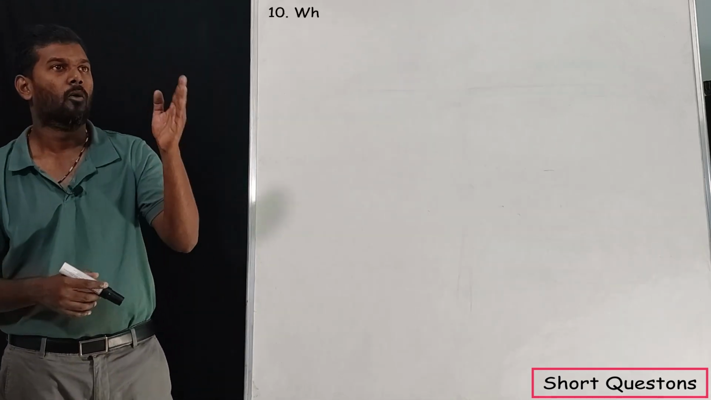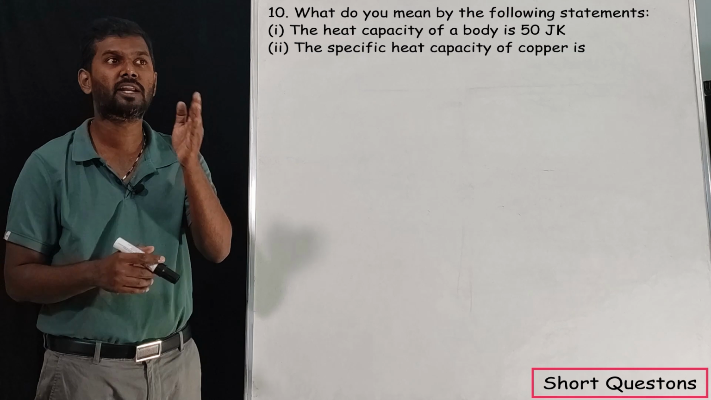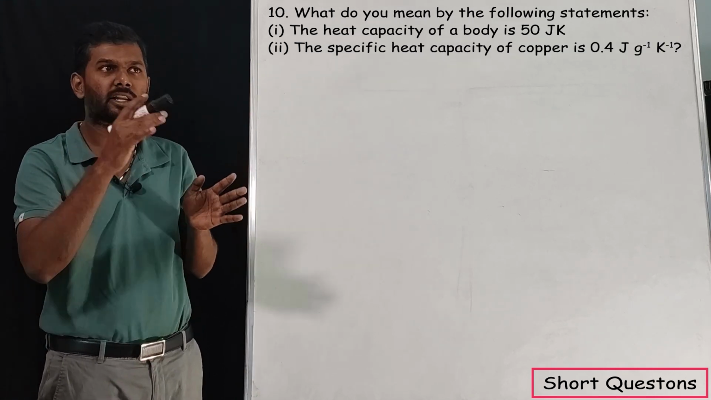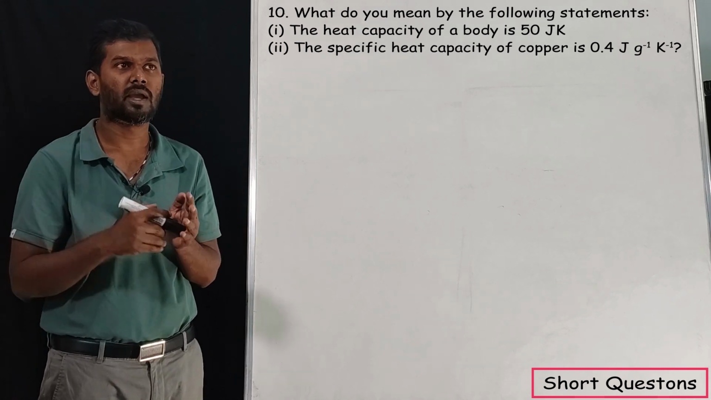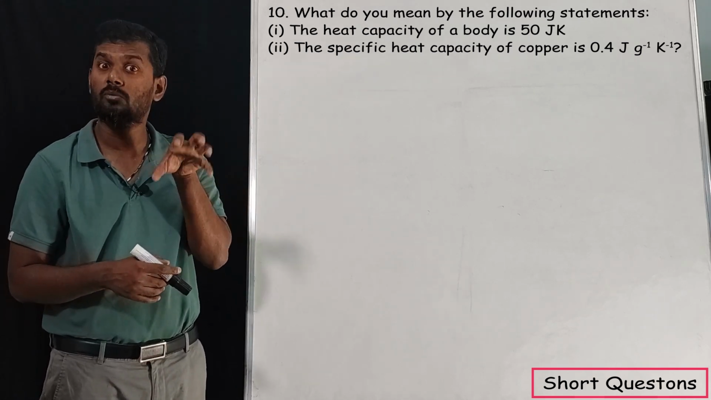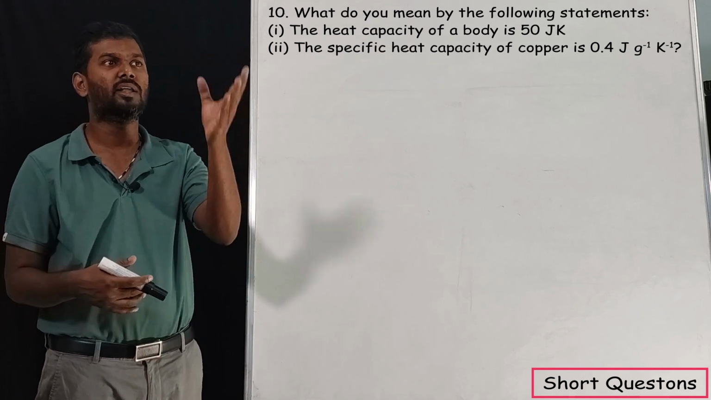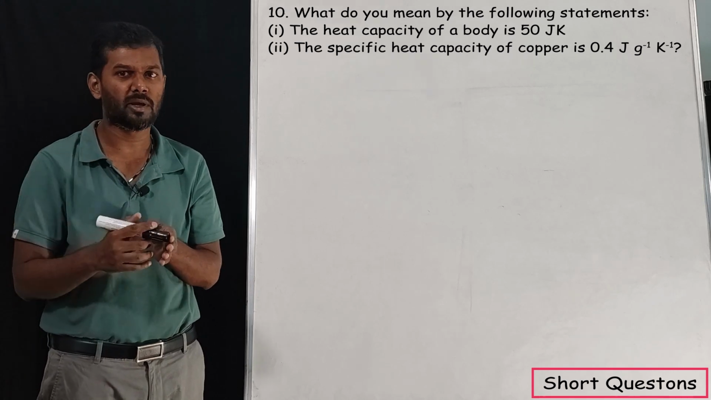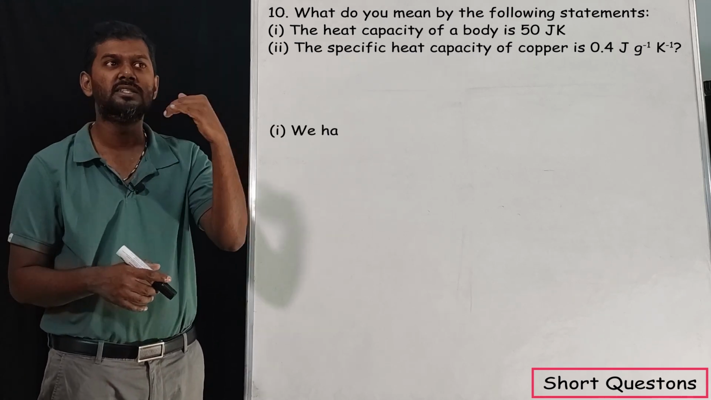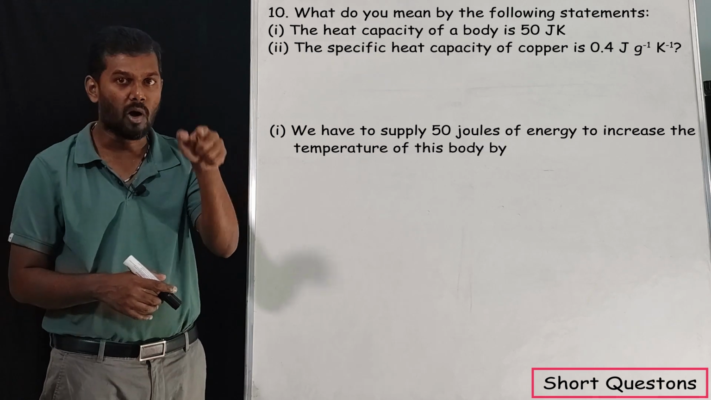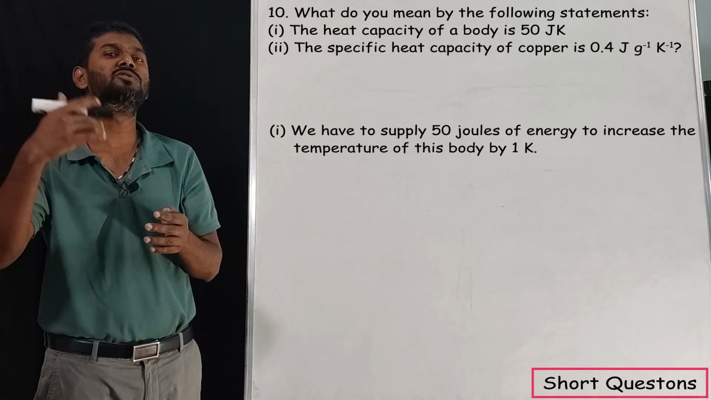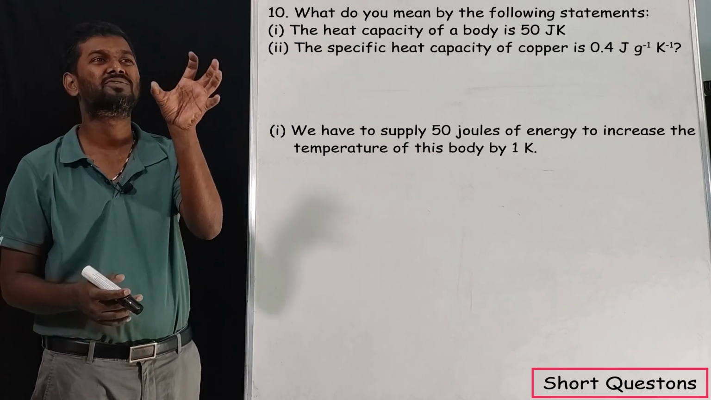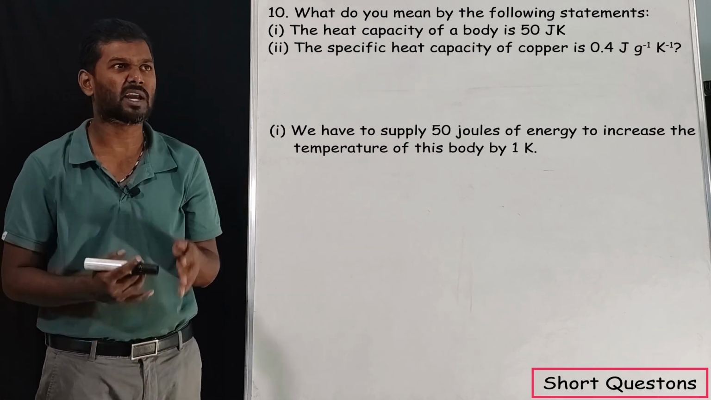Our next question: what do you mean by the following statements? The heat capacity of a body is 50 joules per Kelvin. We have one more sub question, but first we'll understand this one. If you know the definition properly, not by hearting but by properly understanding, then it is very easy to answer this question. Heat capacity of a body is 50 joules per Kelvin. That means 50 joules of energy is required to raise the temperature of a body by 1 Kelvin.